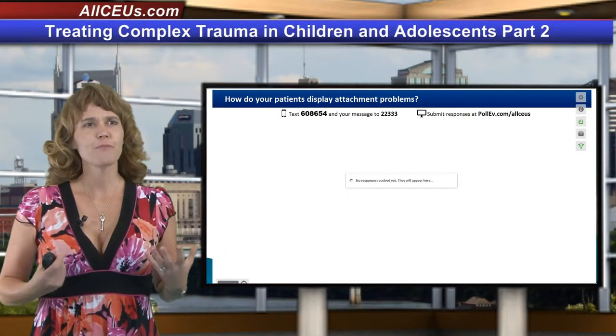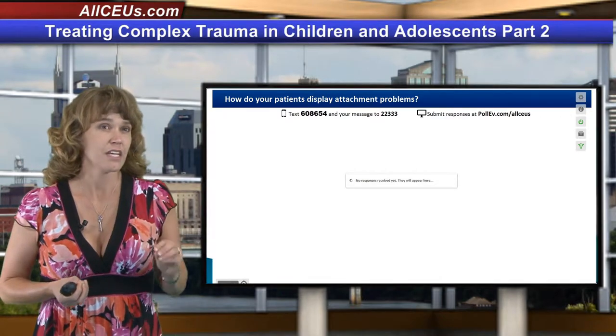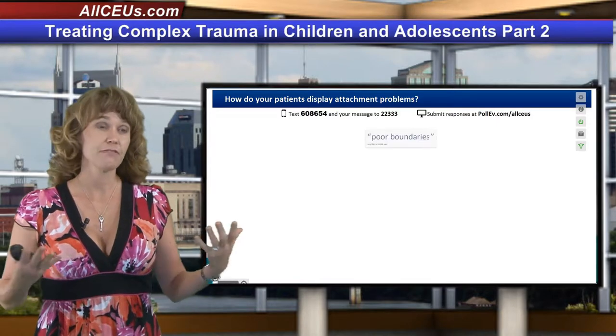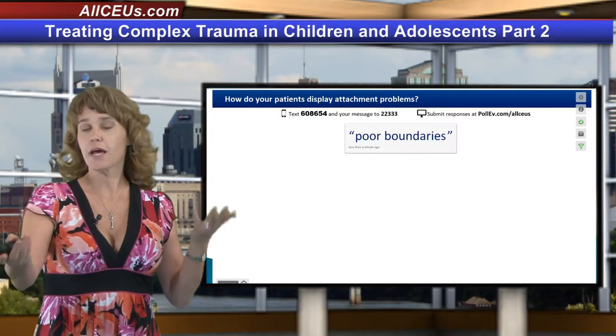So, thinking about the patients that you have, how do your patients display attachment problems? I mean, we have a variety of people. Okay, poor boundaries.